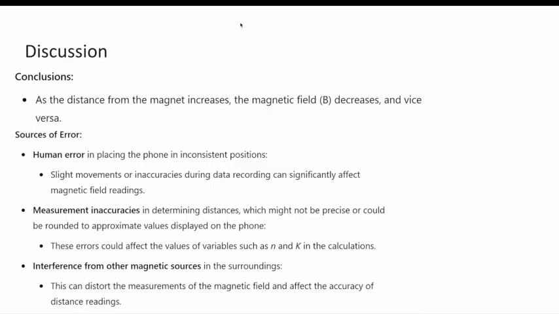And the discussion. The conclusions. As the distance from the magnet increased, the magnetic field decreases, and vice versa. The sources of error were human error in placing the phone in inconsistent positions, slight movements or inaccuracies during data recording, and then measurement inaccuracies when determining distances. Finally, interference from other magnetic sources, in my opinion, was one of the largest sources of error.